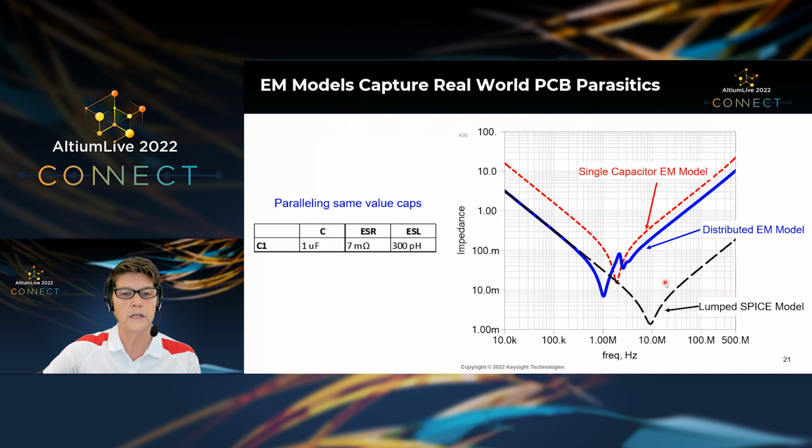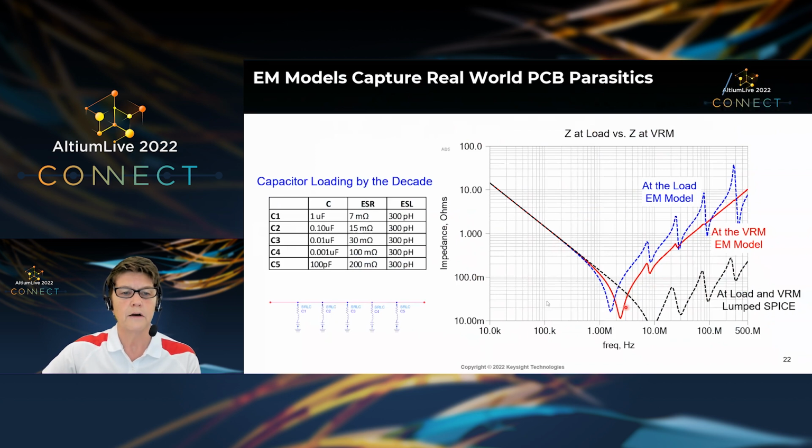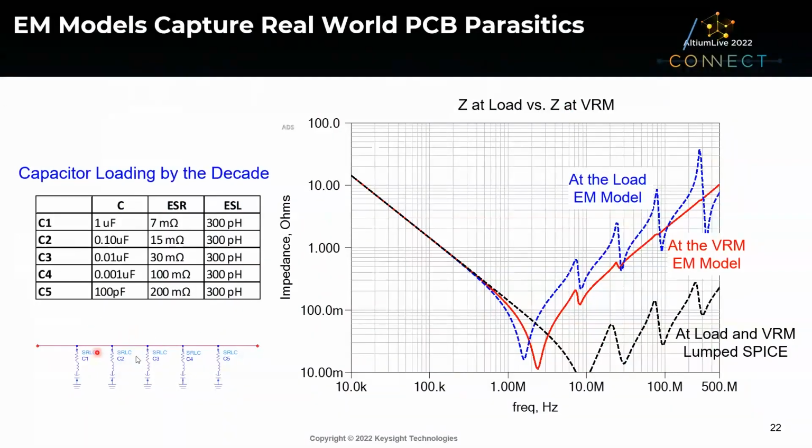And another one that's even more interesting is if we take those 5 parallel capacitors and have different values, so say a large capacitor on the left and a small capacitor on the right, we find that in SPICE, SPICE doesn't pick up the parasitics of the printed circuit board in a lump simulation, and so the impedance will look the same no matter where we measure it, and that's the black curve here, impedance versus frequency.